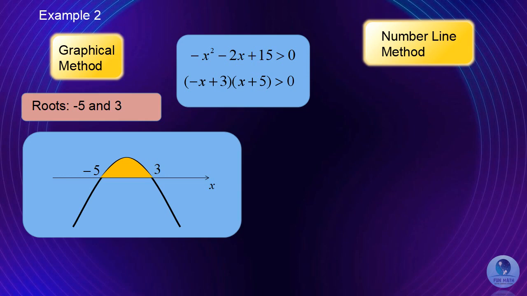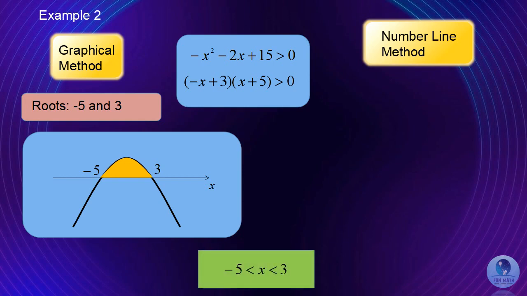Look at the question. The inequality sign is greater than 0. So you need to shade the area above the x-axis, which is anything between negative 5 and 3. So your answer will be x is greater than negative 5 but lesser than 3.